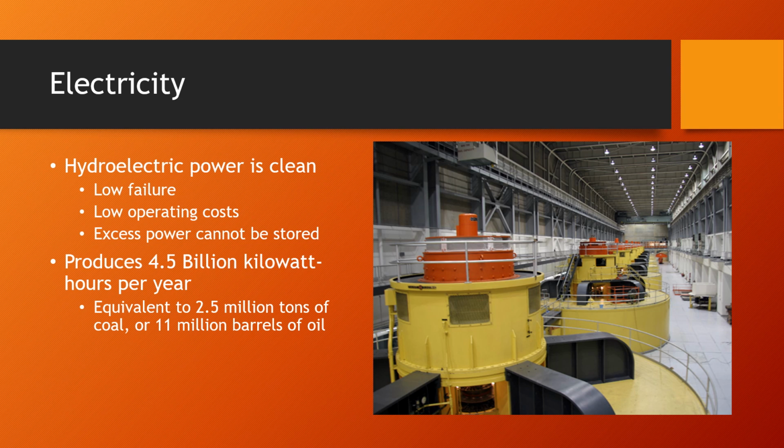Glen Canyon Dam produces 4.5 billion kilowatt hours per year, which is equivalent to burning 2.5 million tons of coal or 11 million barrels of oil. There are 8 generators that create power inside Glen Canyon Dam, and they are pictured here.